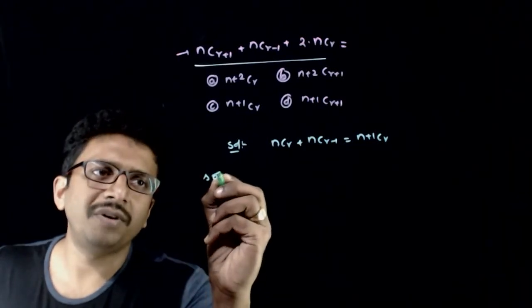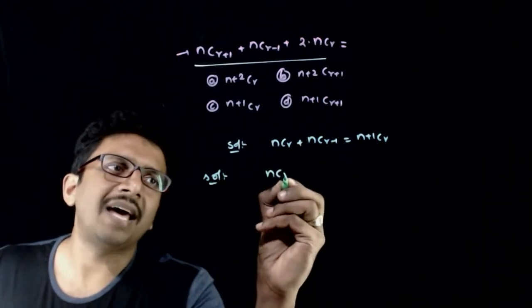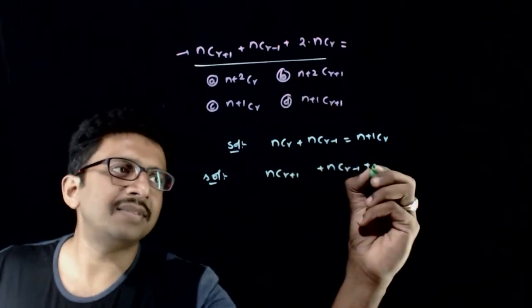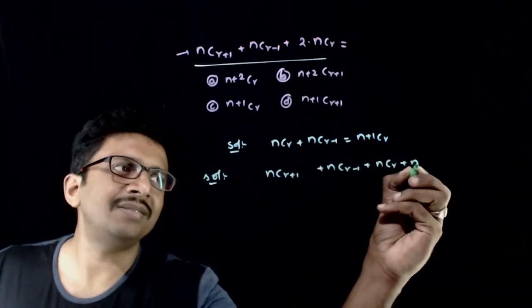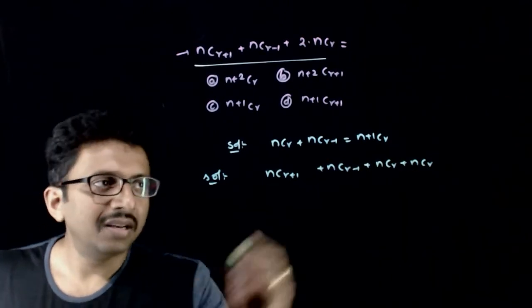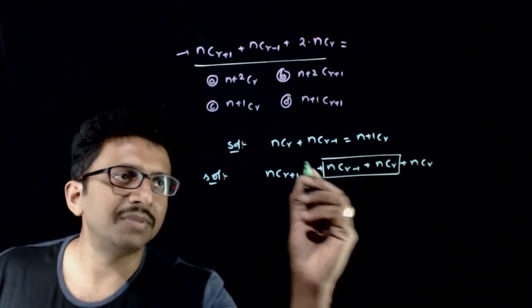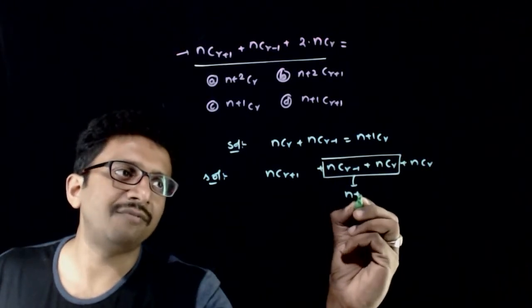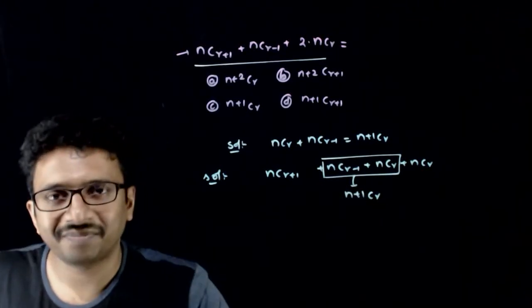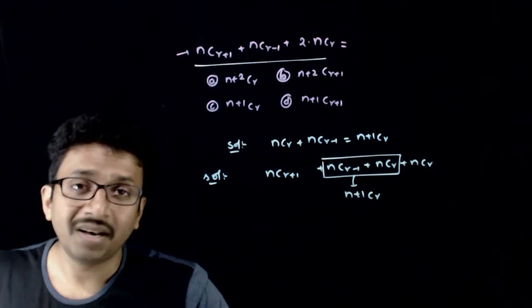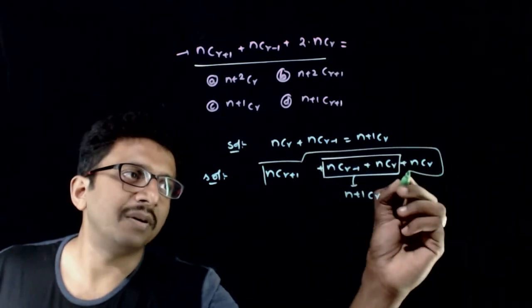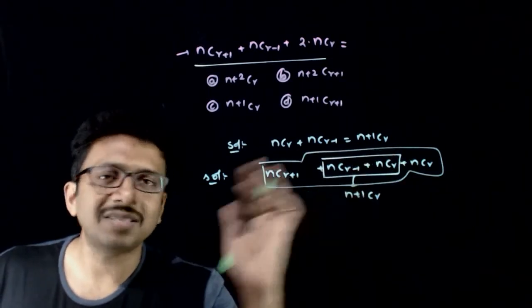First, what we do is nCr+1 + nCr-1 + 2 times nCr can be written as nCr+1 + nCr-1 + nCr + nCr. Now if you have these two terms here, nCr + nCr-1, these two terms combined will form n+1Cr. Now what does the sum of the other two become? nCr+1 + nCr.